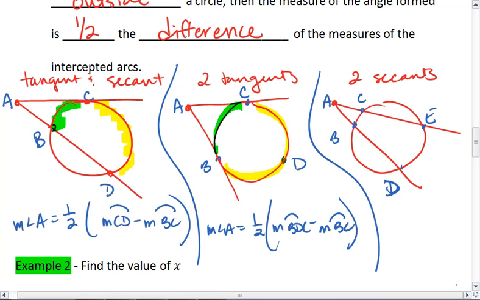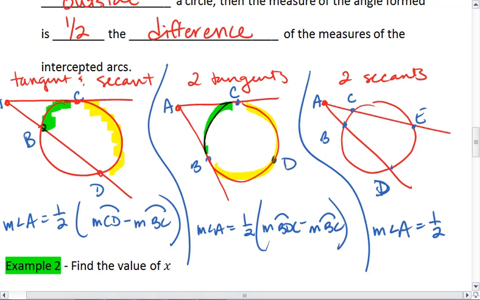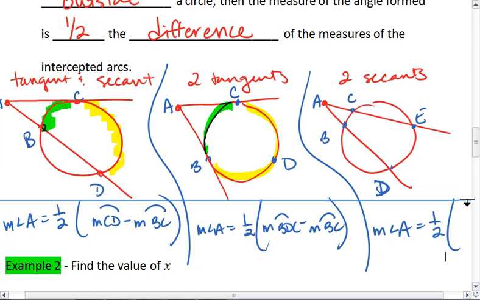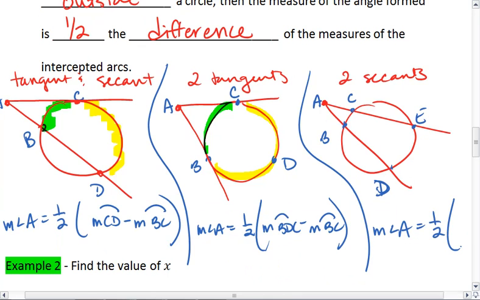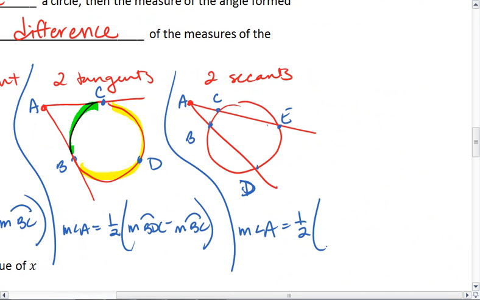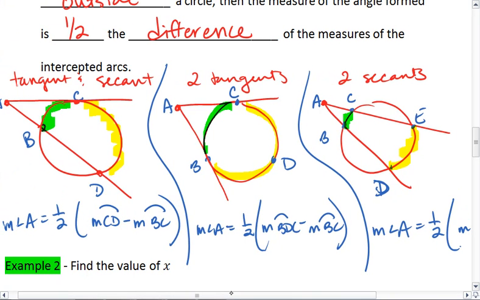And in our third situation, same idea. The measure of angle A is going to be 1/2 of the measure of our bigger arc minus the measure of our smaller arc. So the measure of arc DE minus the measure of arc CB. And those are 2 new theorems.